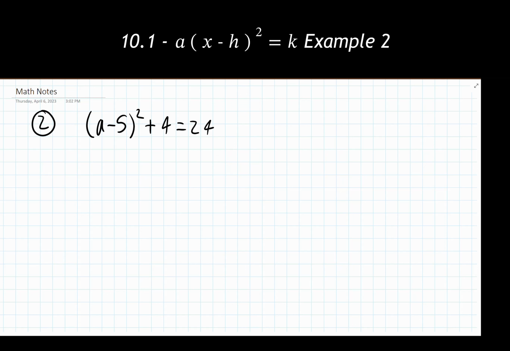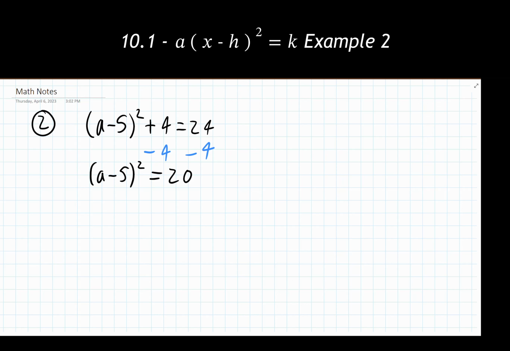Working through our second example in this set, we're going to follow the exact same process that we have for all of our previous ones. We want to isolate the quadratic term all on one side, so I need to get rid of this plus 4 over here. So I'm subtracting 4 from both sides of this equation. I'm getting a result of the quantity a minus 5 squared is equal to 20. And then I notice that I don't have any coefficient out front here. I just have the invisible 1 that's always out there, which is great.